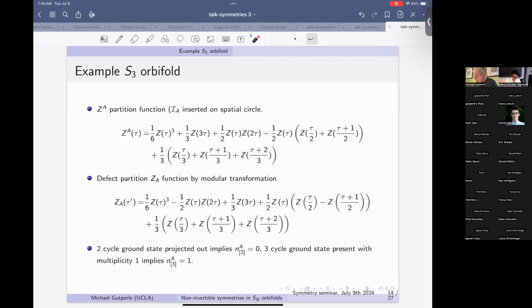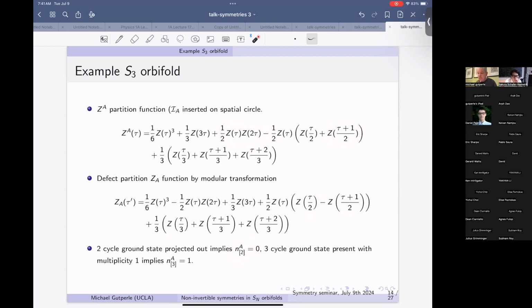Interestingly, if you look at the 3-cycle, then we will have pretty much exactly the same partition function as before. This means there is indeed a 3-cycle twisted sector ground state in here, which is in agreement with the fact that we'll have a defect operator where the alternating defect can end. On the other hand, for the 2-cycle, we'll get this minus sign here, coming from the minus sign here and the modular transformation of this term. And this will project out the twisted sector ground state, and this is the reason why it's 0.